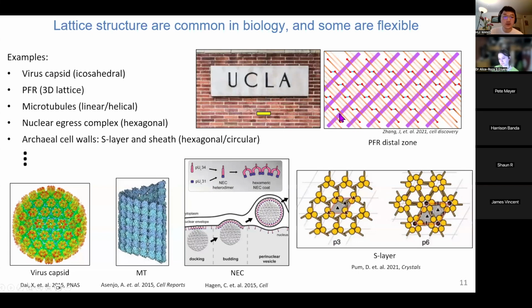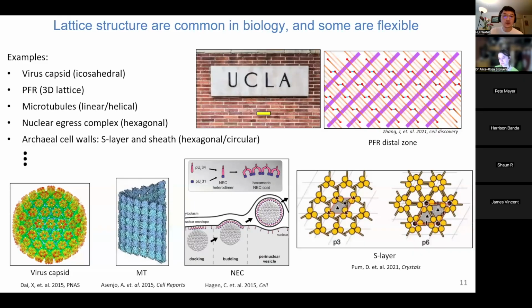For example, the virus capsid, right, and the microtubules, which are made of tiled tubulin, and also the nuclear egress complexes, and also some surface layers of bacteria or archaea, and this is also a 3D paracrystalline PFR structure that attaches to the flagellum.